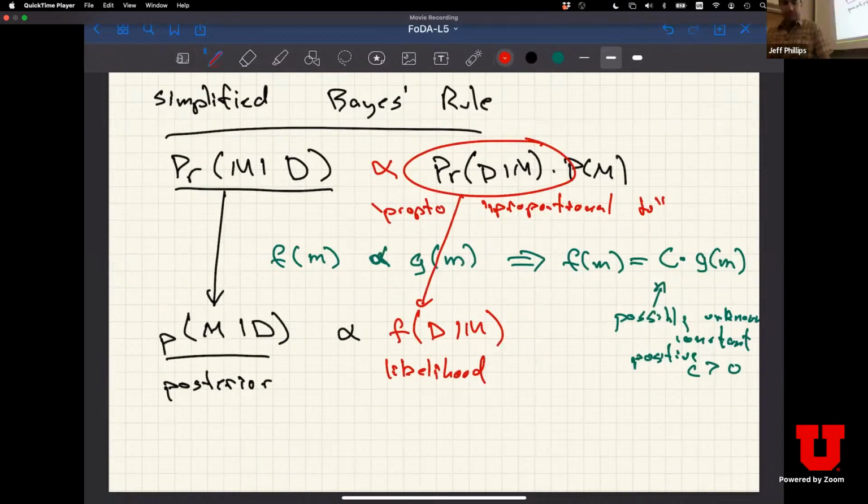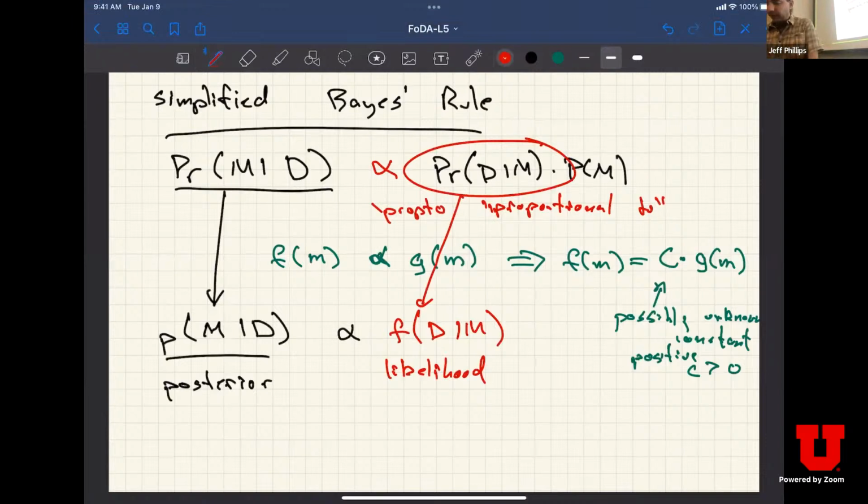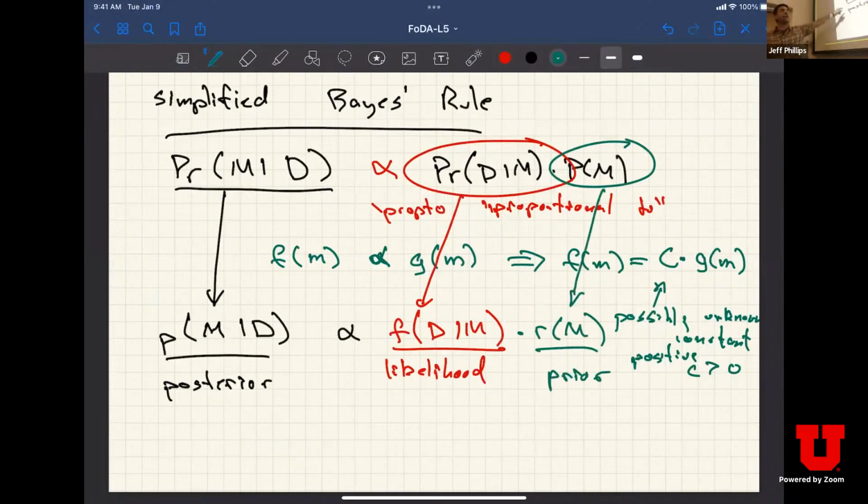Okay, and so I previewed this again. This one will be a PDF, the likelihood function. And then the last term here is the prior. I will use this notation r of m here. This is the prior. I'm just writing these down as functions that are kind of like probabilities.